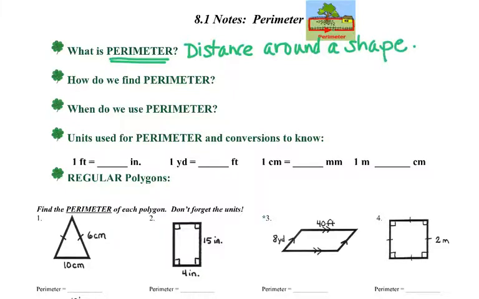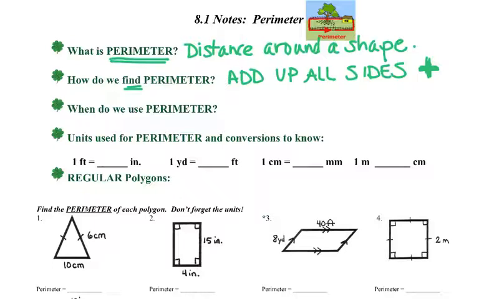How do we find perimeter? Do you remember? Yep, you add up all the sides. You have done this since elementary school. Perimeter is plus. We plus or add up all the sides.